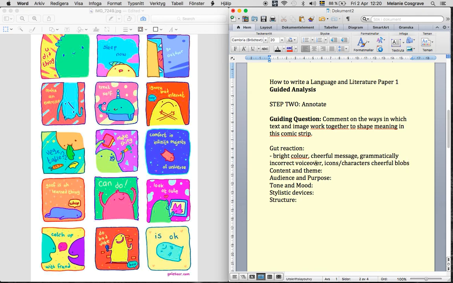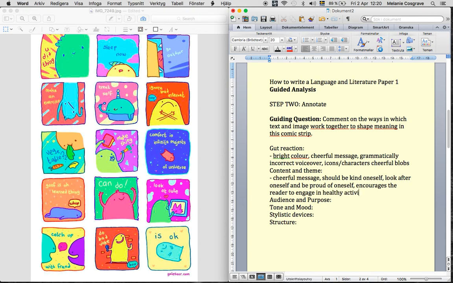So what is the content and what is the theme of this? So the content is basically what we talked about during reading, that there is a cheerful message, and that message is that one should be kind to oneself, look after oneself, and be proud of oneself. And it also encourages the reader to engage in healthy activities.